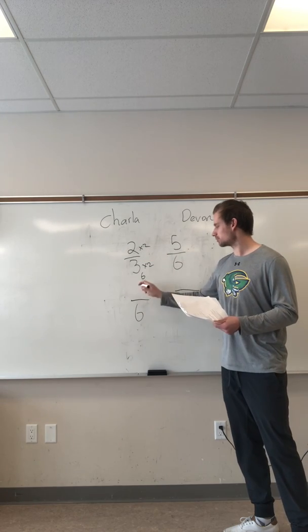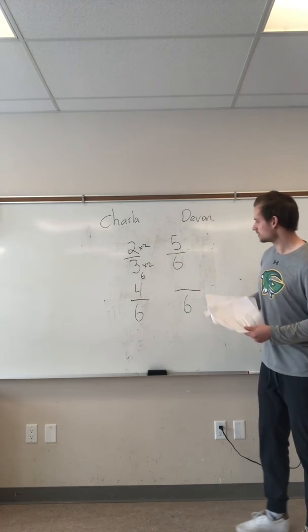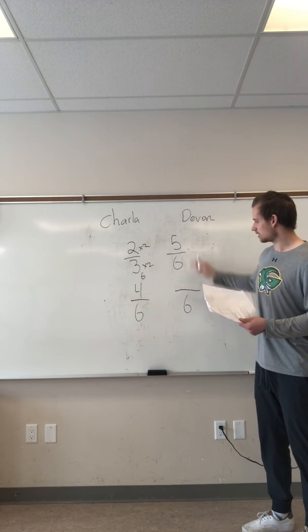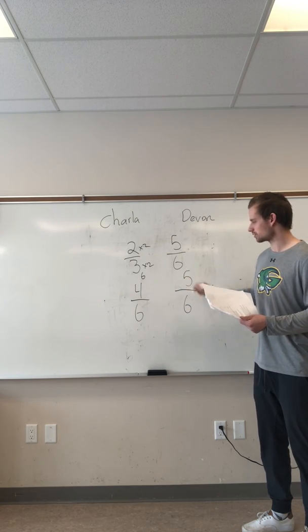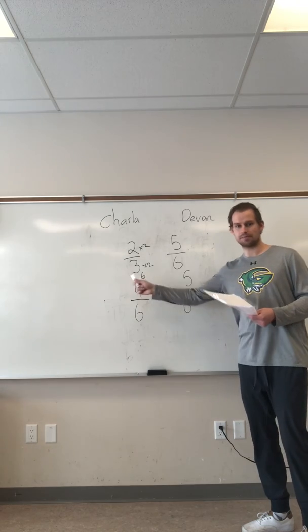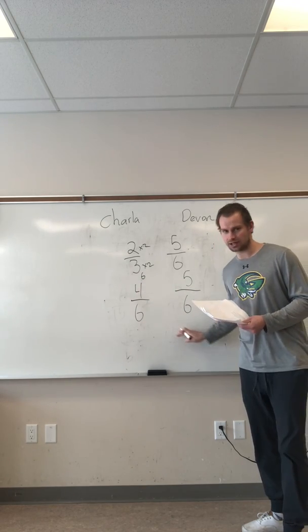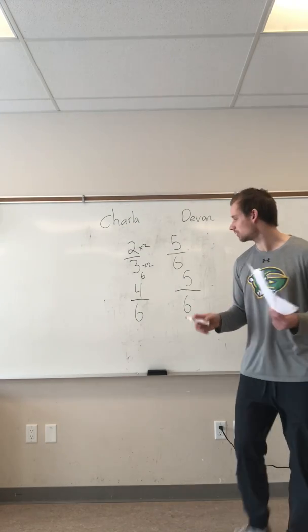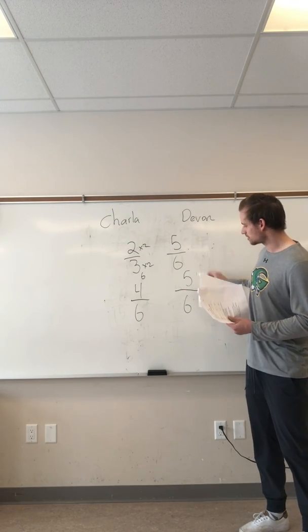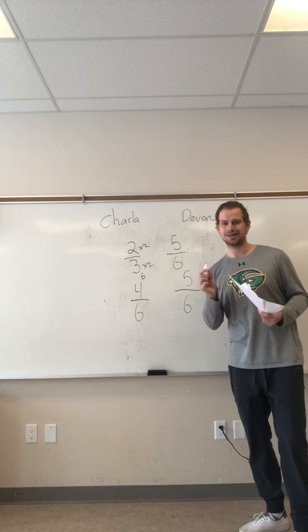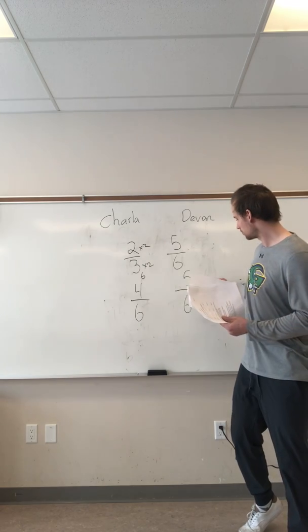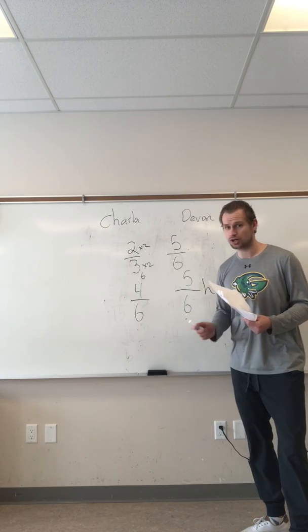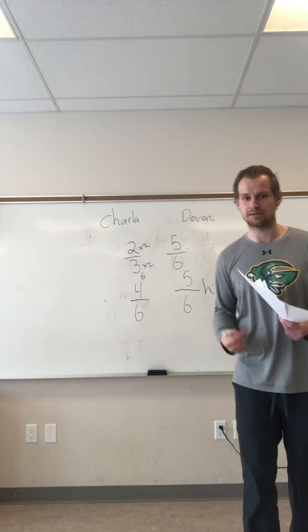2 multiplied by 2 is 4. Did I do anything over here? No. This stayed the same, so this can stay the same as well, 5 out of 6. So now that we have compared these, we made their denominators equal so they're easier to compare. It's a straight up comparison now. We can see that Devin is playing for a little bit longer time with 5/6 of an hour, comparing that to Charla at 4/6 of an hour.